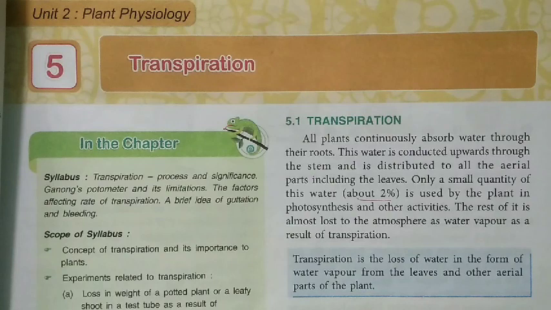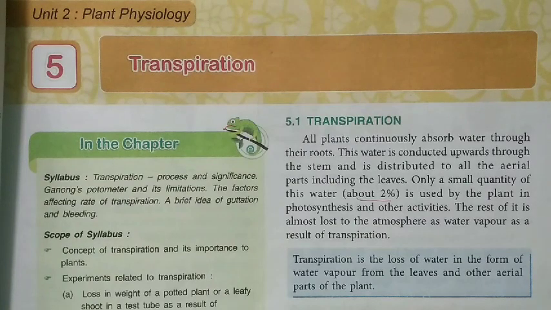Today we are going to discuss chapter number 5, Transpiration, which is a part of unit 2, Plant Physiology. Before starting the chapter, first of all, what is transpiration? Just like all living organisms, plants also require an excretory system to discharge excess water from their body. This process of elimination of excess water from the plant body is known as transpiration.